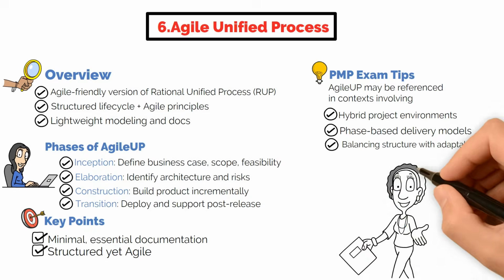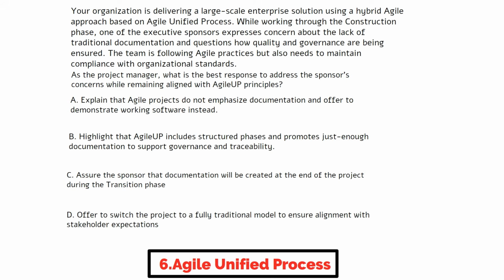Let's look at an AgileUP question together. Your organization is delivering a large-scale enterprise solution using a hybrid agile approach based on Agile Unified Process. While working through the construction phase, one of the executive sponsors expresses concern about the lack of traditional documentation and questions how quality and governance are being ensured. The team is following agile practices but also needs to maintain compliance with organizational standards. As the project manager, what is the best response to address the sponsor's concerns while remaining aligned with AgileUP principles?